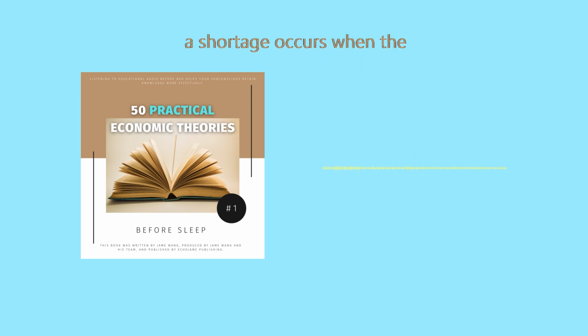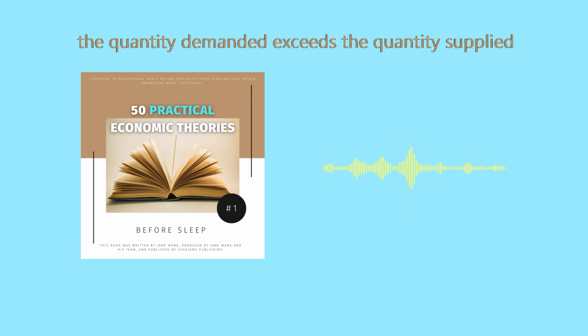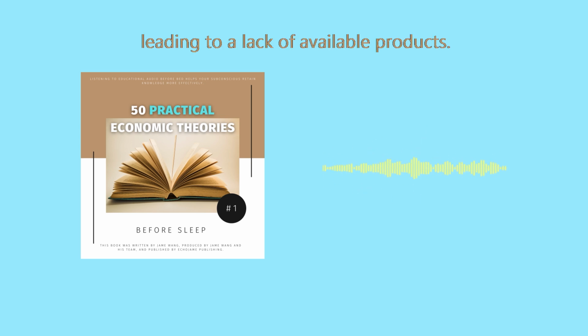Conversely, a shortage occurs when the price is below the equilibrium price. Here, the quantity demanded exceeds the quantity supplied, leading to a lack of available products. If a popular video game is priced at $40, but consumers are willing to pay $60, retailers may run out of stock quickly, prompting them to raise prices.